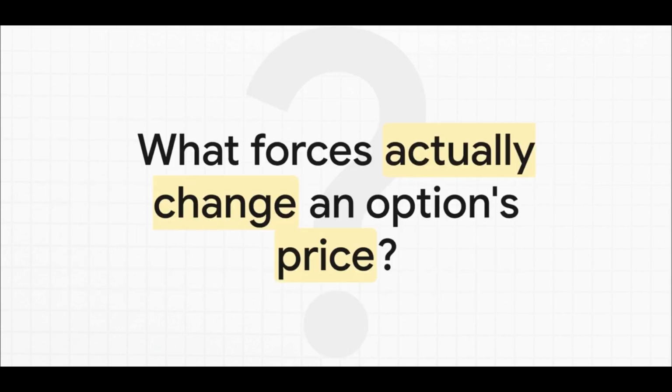So now you have the framework. You can look at any option chain and instantly know if it's in the money, at the money, or out of the money. But that brings up a much bigger question. We know what intrinsic value is, but what about the rest of an option's price? What are those invisible forces that make some premiums explode while others just fade away to nothing? Well, that's where things get really interesting.